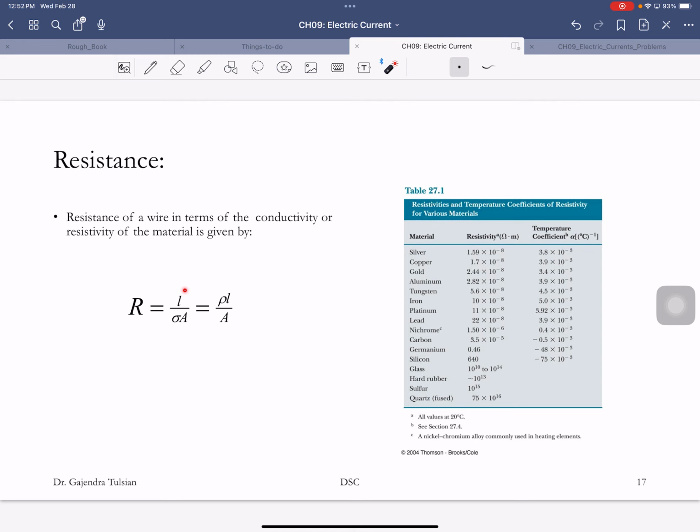So the resistance of a wire depends on the length of the wire and is inversely proportional to the area of cross-section of the wire. So for a given material, thicker wires have lower resistance, longer wires have higher resistance.